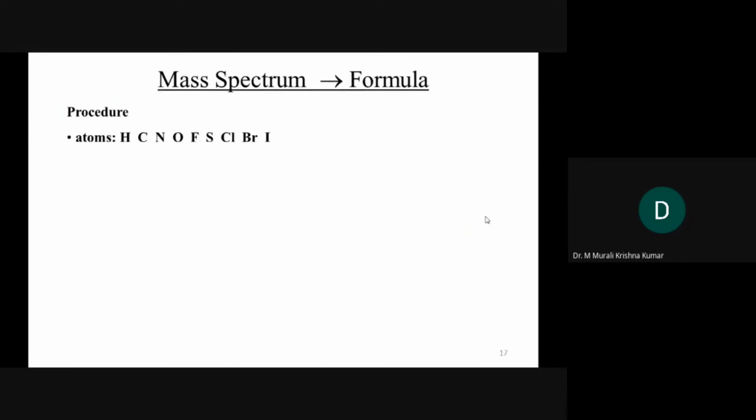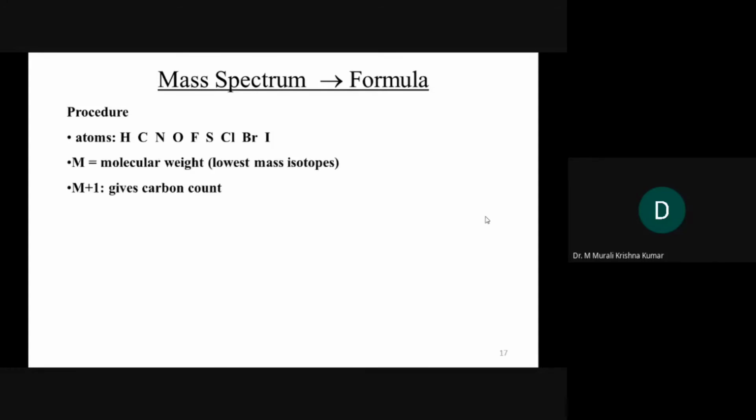So in the case of a mass spectrum, how can we get the formula from it? This strategy is meant for such basic mass spectral analysis. We are not talking about high resolution mass spectrum. That's a different playground, on a different level. This is meant for analyzing a simple electron impact mass spectrum.